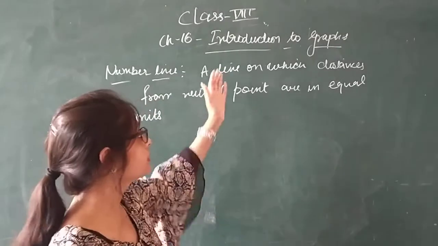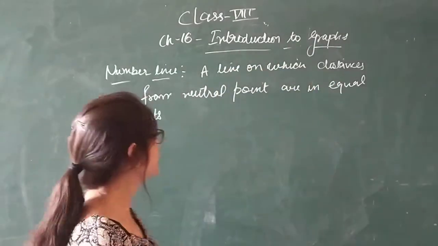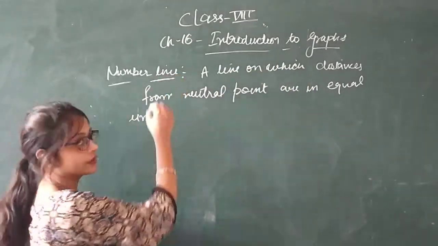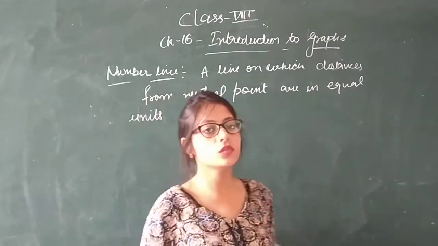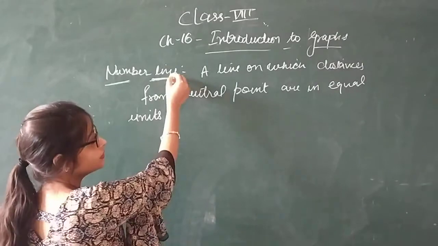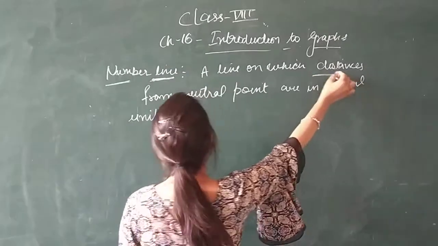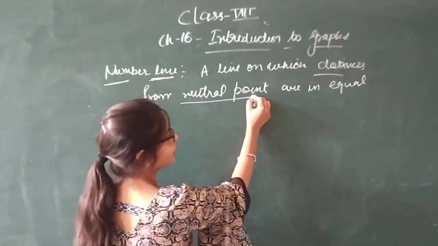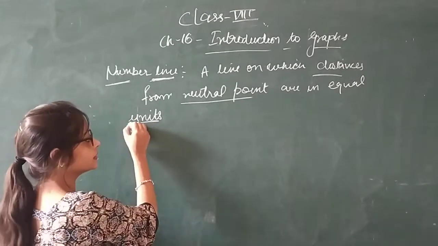So first, discussing about graphs, we will study the number line. You have already discussed the number line in your previous classes. So what is a number line? A line on which distances from the neutral point are in equal units.